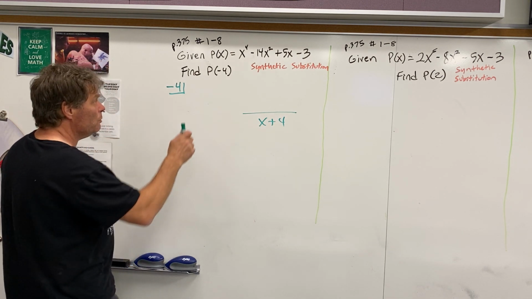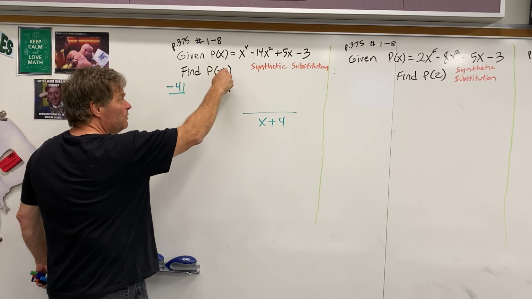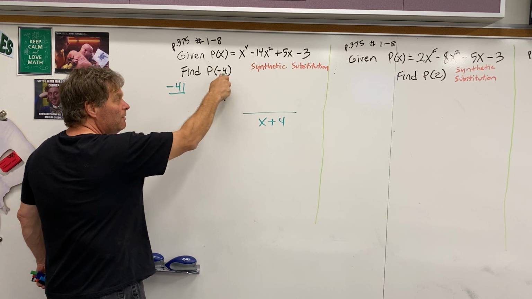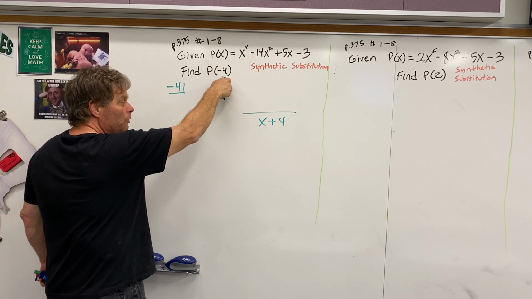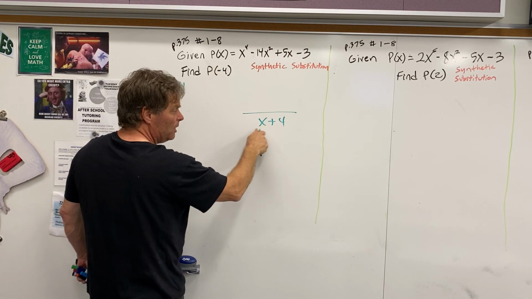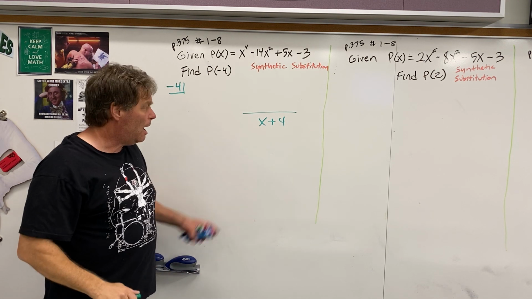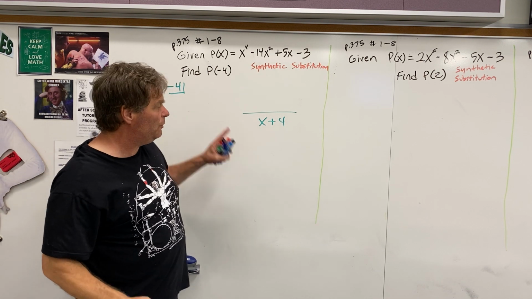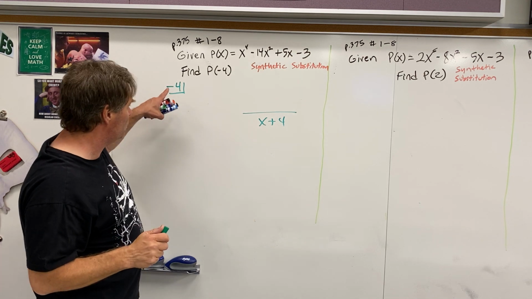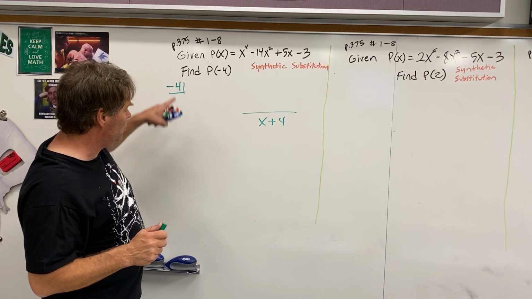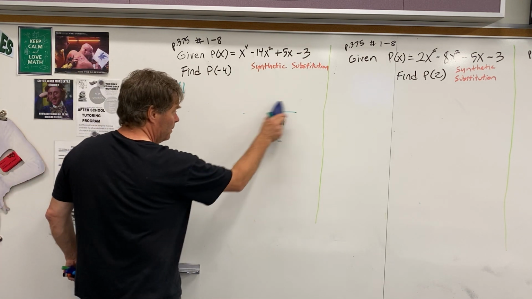But if I give it to you as the root, what is p of -4? I'm already giving you -4 as the root. I'm not giving you the factor and saying, what is the root that goes with it? I'm already giving you the root. So you do not need to change the sign. If this is the -4, you use -4 as the root here, okay?